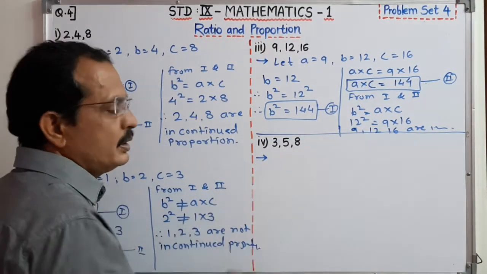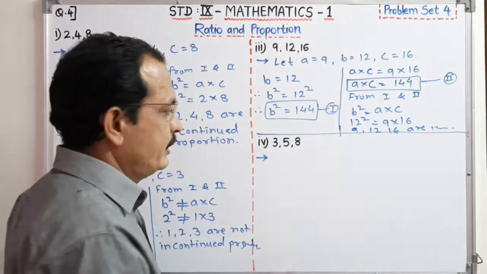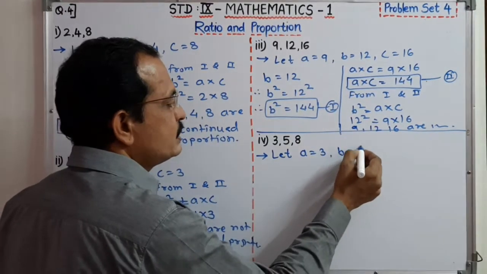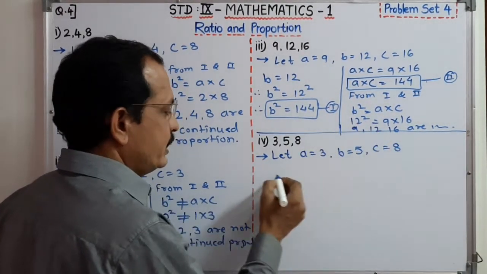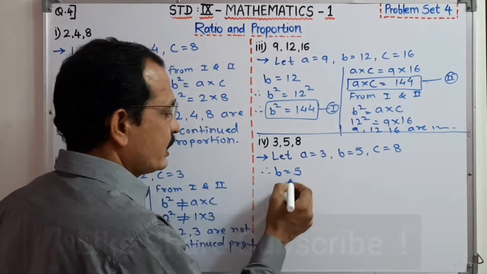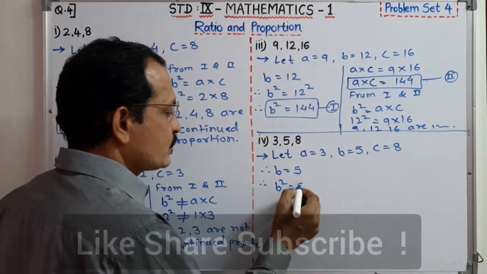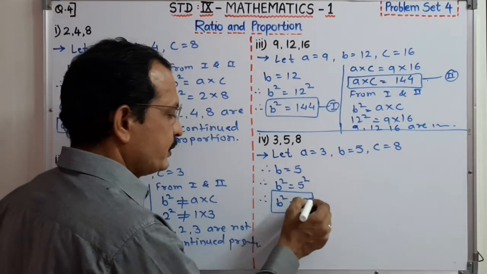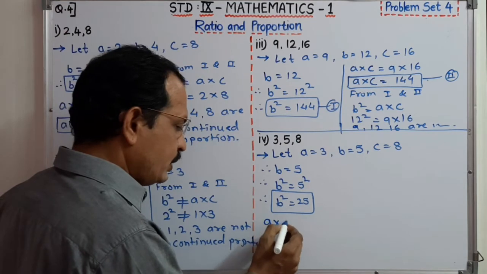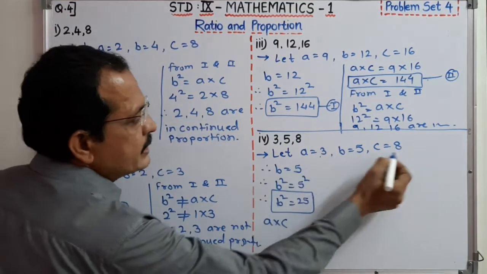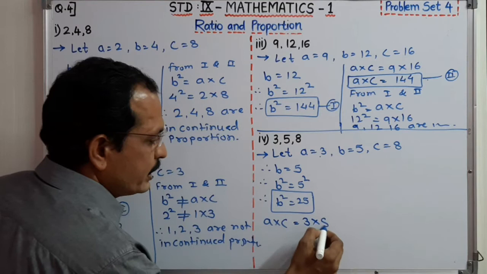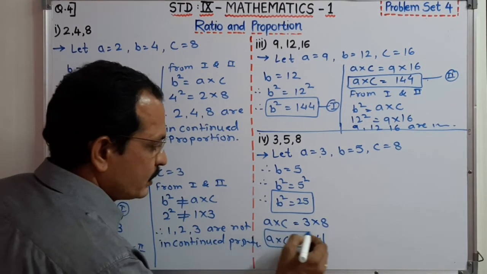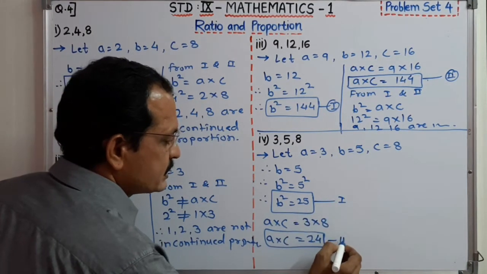See dear student, the fourth one is 3, 5 and 8. Same way, let A is equal to 3, B is equal to 5 and C is equal to 8. Therefore, B is equal to 5. Therefore, dear student, B square is equal to 5 square and therefore B square is equal to 25. Now we have to write A into C. A is 3 and C is 8. 3 into 8. Dear student, A into C is equal to 24. This is first, this is second.